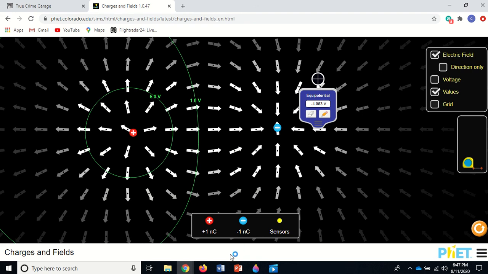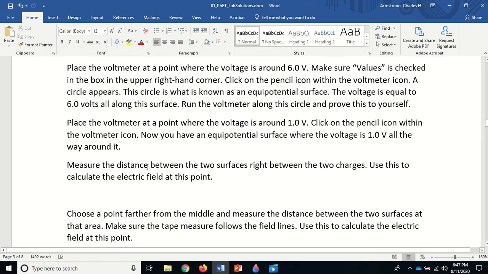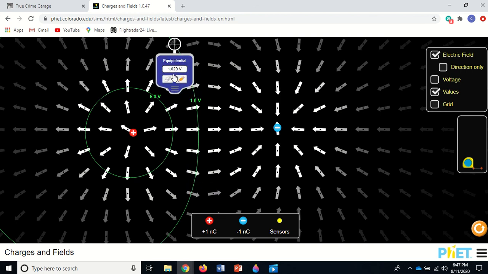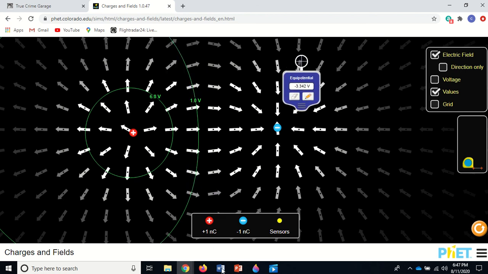Okay, so now we've done that. Measure, so 1 volt. Click on the icon. Now you have an equipotential surface where the voltage is 1 volt all the way around. So if you were to take the voltmeter and go all the way around here, it's going to be around 1 volt the whole way. There's 1.004, there's 0.985. It's all pretty much right around 1 volt. Okay, I'll go up here. We'll get the same thing. So anyway, hopefully you're convinced.